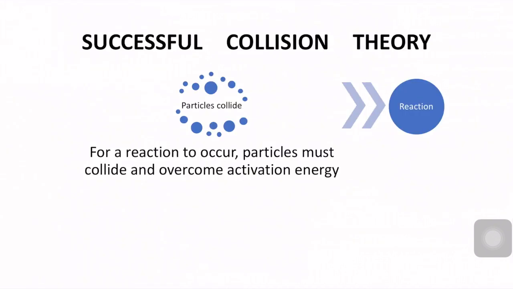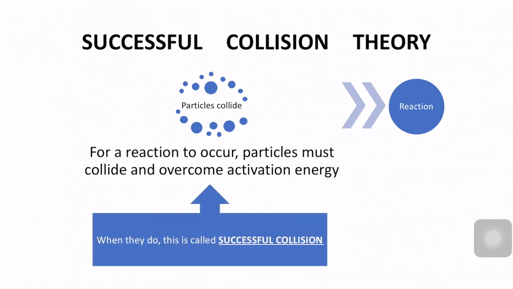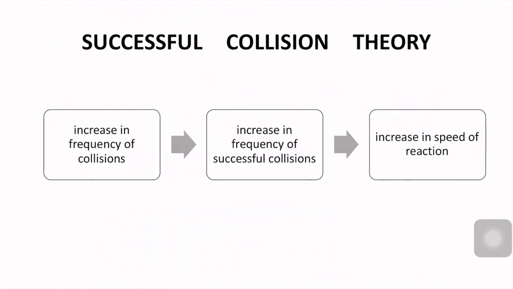So the first one, successful collision theory. In order for a reaction to occur, every particle must collide and overcome the activation energy. When they do this, this is called the successful collision. You can increase or decrease the speed of the reaction while playing with the frequency of the collision.